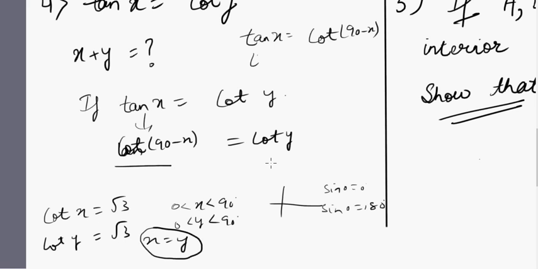So here, when the cotangent of both the values are giving the same thing, then it is possible only when 90 minus x equal to y, or we can say that 90 equals x plus y. So the answer of the given question is that x plus y is 90 degree.